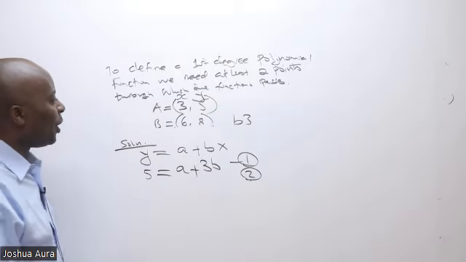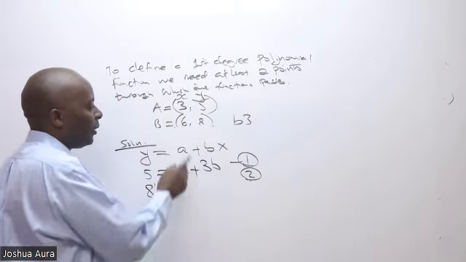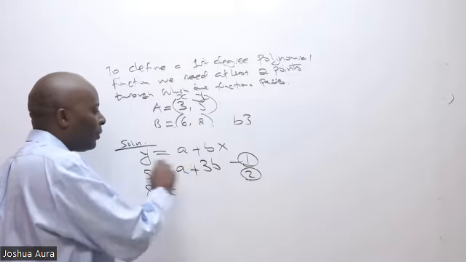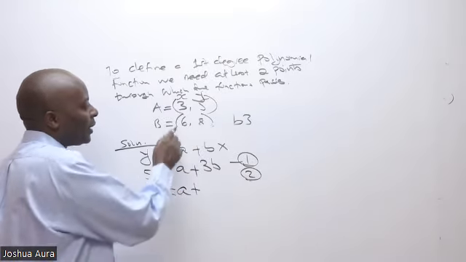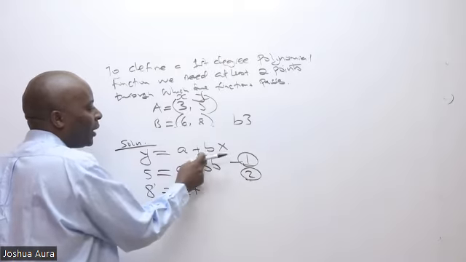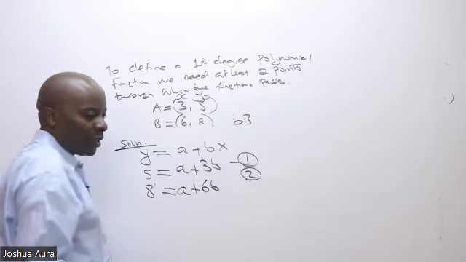So point B, what do we have? y is 8. I'm plugging them in here. I do not know what a is, plus bx, and x is 6. So b6, this gives me 6b.